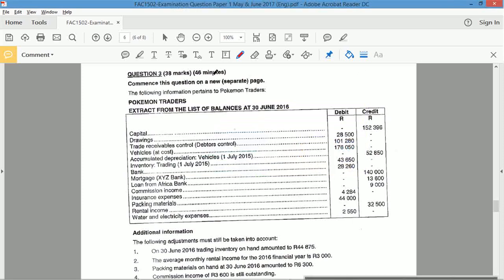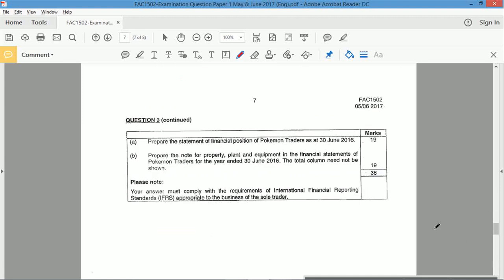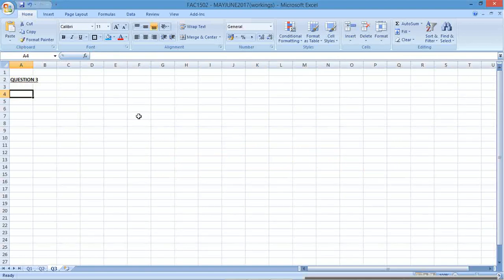Question 3 is actually the longest question out of all of them. This one was 46 minutes and 38 marks. We've got information. Remember exam technique: go to the required. What do they want here? Statement of financial position, and they want the note for PPE. A total column need not be shown, so you don't need the total column, but you need all the columns for the different assets. Okay, so start with the statement of financial position.